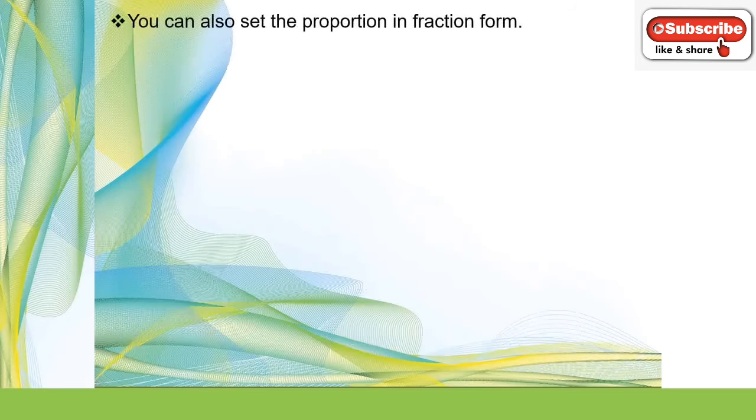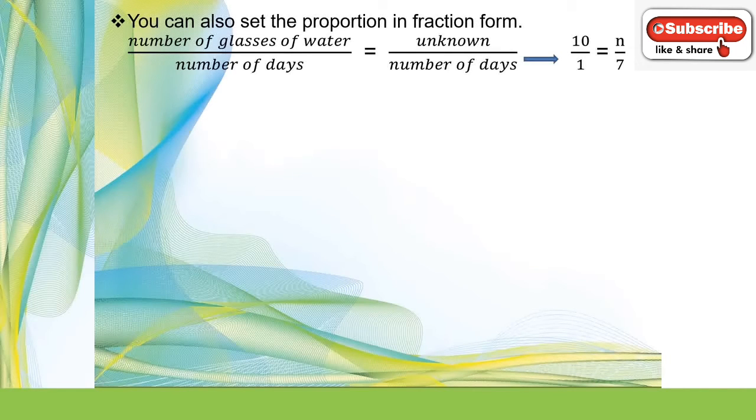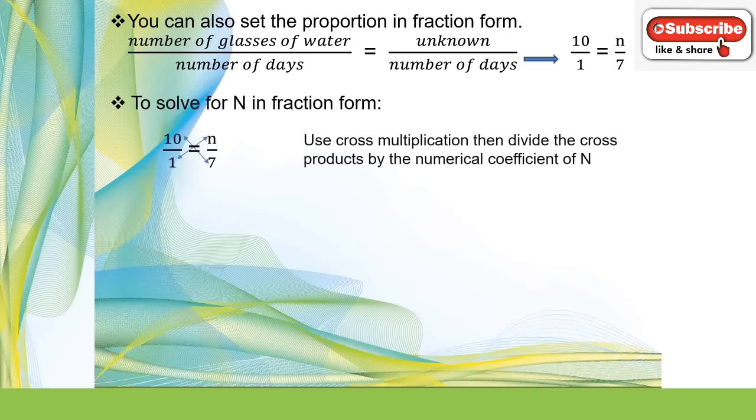You can also set the proportion in fraction form. It should be number of glasses of water over the number of days equal to the unknown over the number of days. So it should be 10 over 1 equals n over 7. To solve for n in fraction form, use cross multiplication, then divide the cross products by the numerical coefficient of n. So cross multiplying 1 times n, then 10 times 7. 1 times n equals 1n, 10 times 7 equals 70.